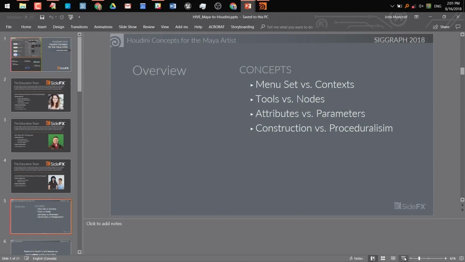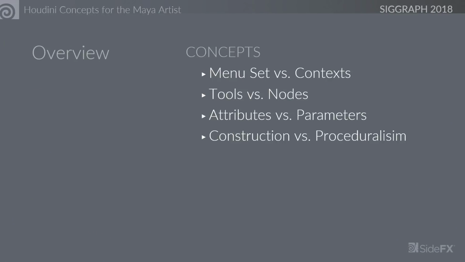Oh, gotcha. So we're going to talk about menu sets and contexts. So again, this is some of that one-to-one idea of how Maya handles working through data and working in the interface, and how Houdini handles working with data and working through the interface. We're going to talk about tools versus nodes as well.